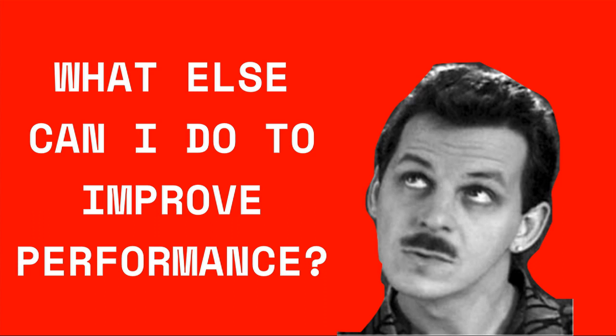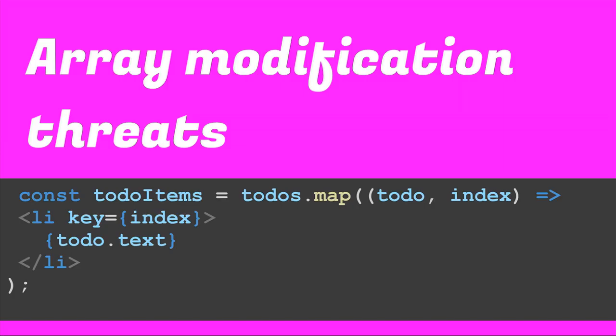What else can I do to improve performance? Maybe you've heard enough of methods and hooks now. What else can I do to improve the performance of my app? One of the things to watch out for is lists. So when you create a list with React, you should always pass in a key, because that allows React to work out and identify each item in that list.